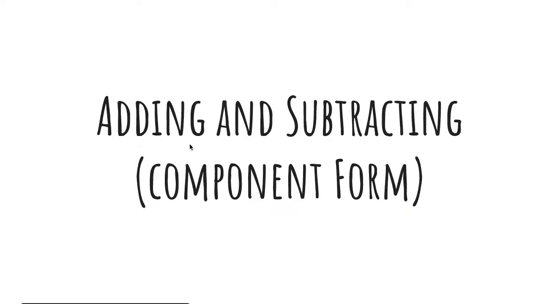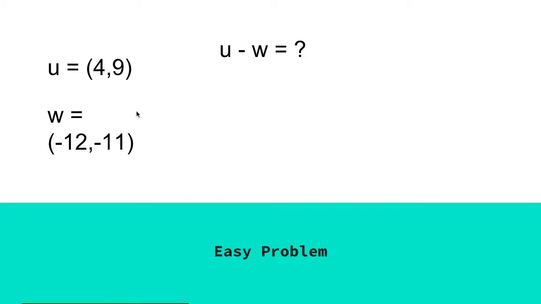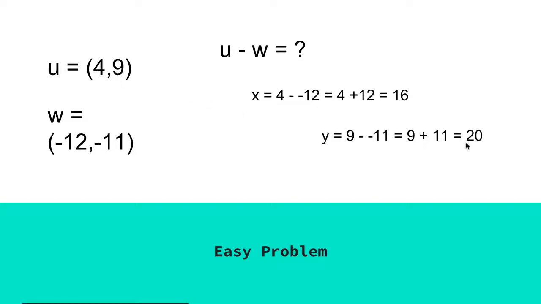Now, adding and subtracting using component form. For our easy problem, we're going to start out with u equals 4, 9, and w equals -12, 11. They want us to do u minus w. So our x component equals 4 minus -12, which equals 4 plus 12, which equals 16. Then we'll do the same thing with our y and do 9 minus 11... 9 minus -11, which equals 9 plus 11, which equals 20. So our answer is u minus w equals 16, 20.